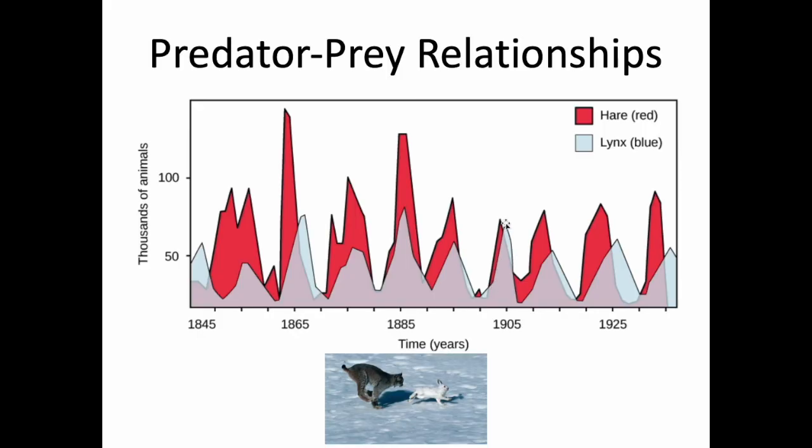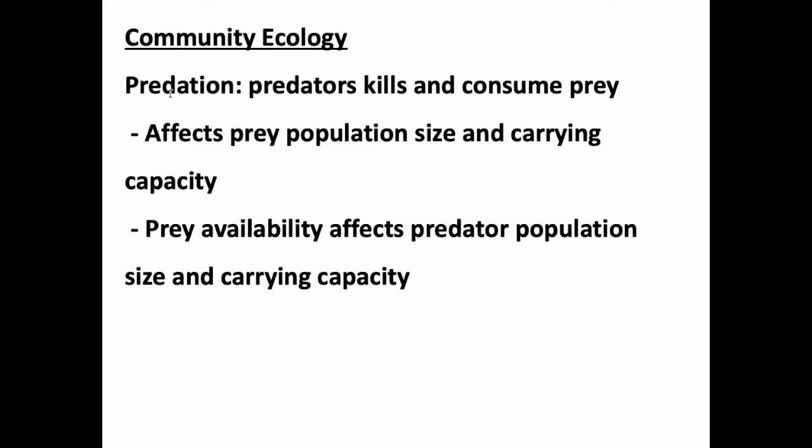Now that there are a ton of predators around, hares are almost all going to get eaten, their population size is going to tank, and the lynx population is going to tank with it as they start starving to death. Hares rebound, lynx rebound, and so on. So this is illustrating what I just wrote here, that this relationship between predators and prey affects prey. It also affects predators. They affect one another's population size, and they affect one another's carrying capacity.